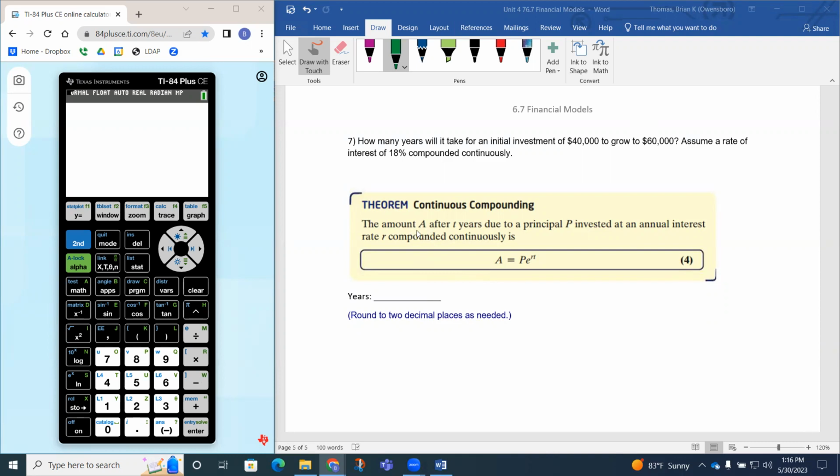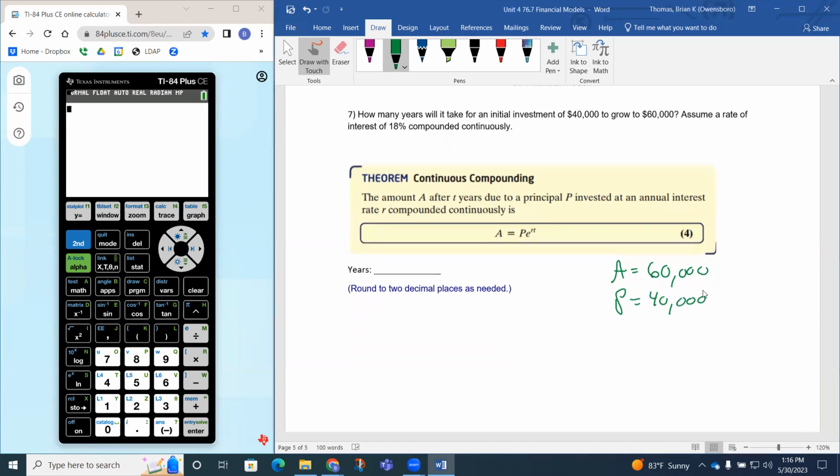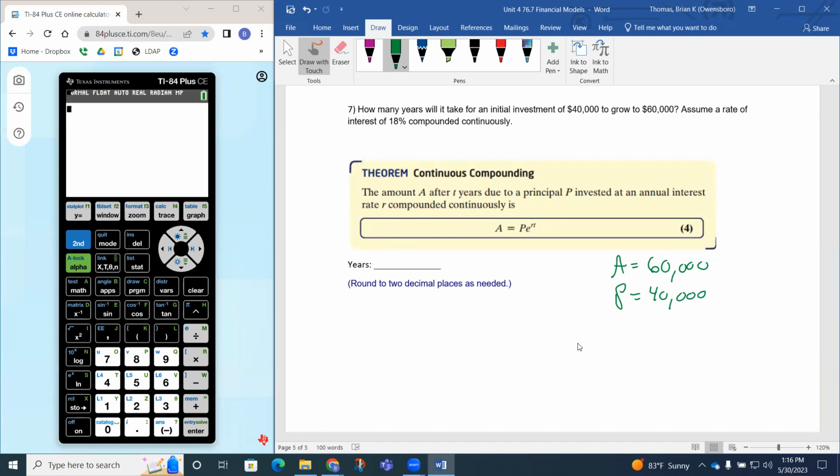So again, notice that compounded continuously, we have this formula A equals Pe^(rt). So if we look at this problem right here, we have A, do we know that? How many years will it take an initial investment to grow to $60,000? Remember, A is the future value or the final amount, which is the 60,000. The P is the initial amount, which was the initial investment of 40,000. Some other things we know is the rate, which was 18%.